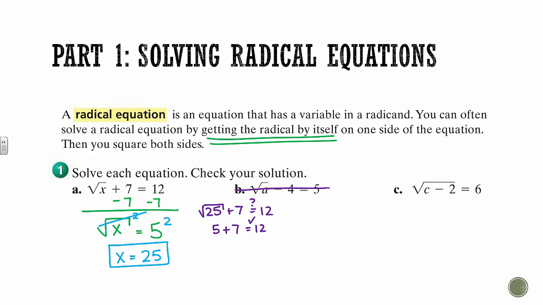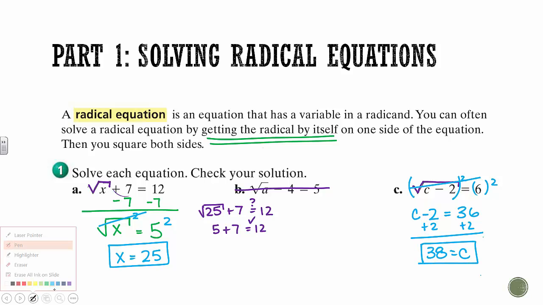Let's skip B and just do C. Now this one's a little different because the c minus 2, all of this is underneath the square root. So right now the square root is by itself, where here I had to subtract 7 first because the only thing underneath the square root was the x. So I can immediately jump to squaring both sides. The square and square root cross each other off, so I get c minus 2 on this side equals 6 squared, which is 36. And now we get to add 2 to both sides, so c has to be 38.